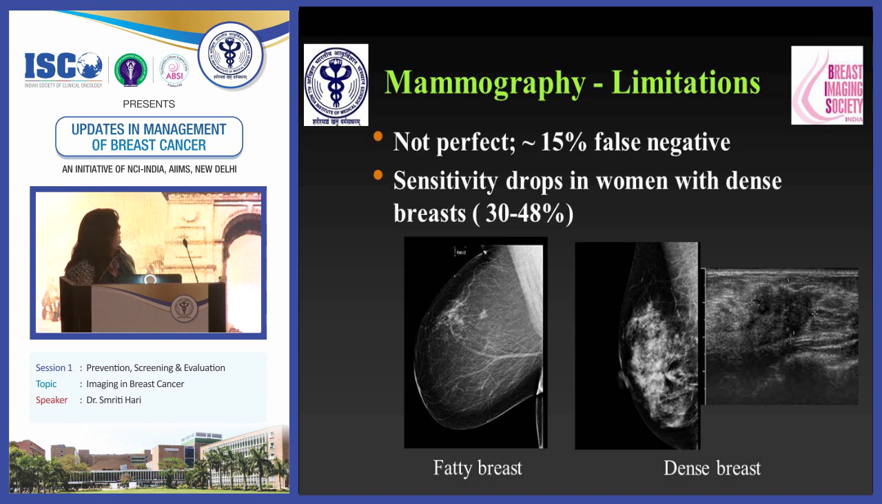So the sensitivity drops in women with dense breast, as in this first case, you can see the fatty breast showing a small tumor, whereas even a large tumor is hidden in the next dense breast, which is only picked up on ultrasound.